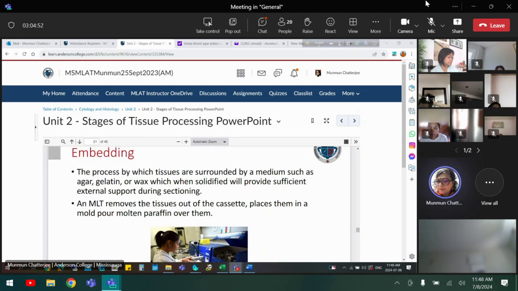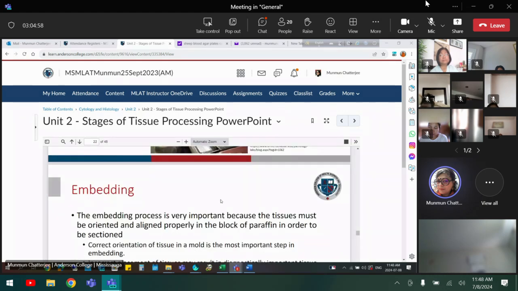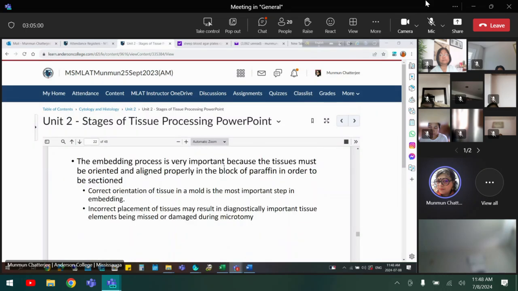So then an MLT removes the tissue out of the cassette, places it in a mold, and pours molten paraffin over it. You saw that one. The embedding process is very important because the tissues must be oriented and aligned properly in the block of paraffin in order to be sectioned. So how are you going to do that? Correct orientation of the tissue in the mold is the most important step in embedding.